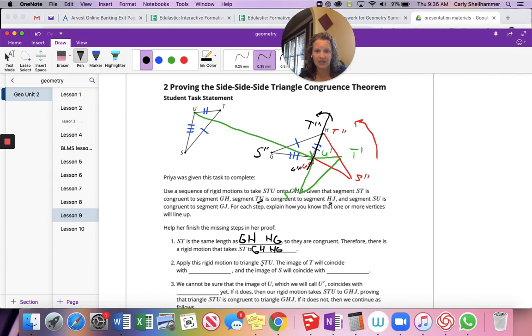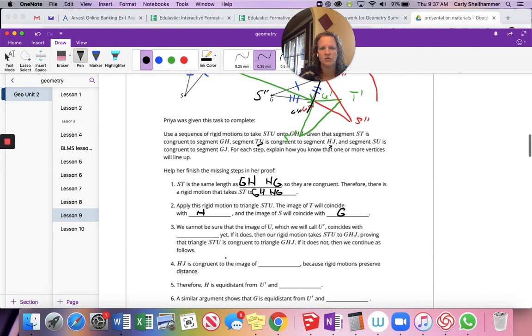The image of T will coincide with H, and the image of S will coincide with G. We cannot be sure that the image of U, which we will call U prime, coincides with J yet. But if it does, then our rigid motion takes STU to GHJ, proving that triangle STU is congruent to triangle GHJ. If it does not, then we continue as follows.